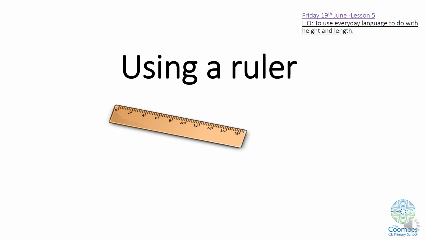If you didn't have a ruler, I gave you some suggestions on how you could make your own ruler. You could use your fingers to do the spaces in between. I wonder how long those objects were for you. It probably would have been a different measurement to what people who had a ruler had.